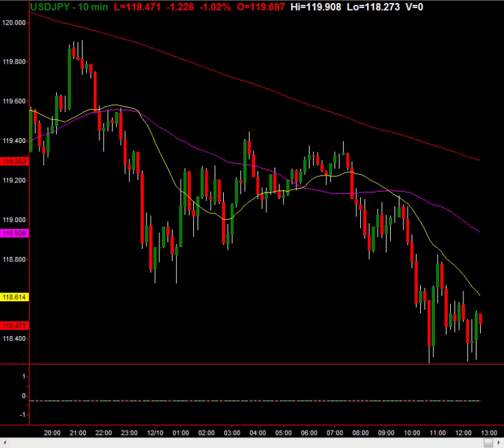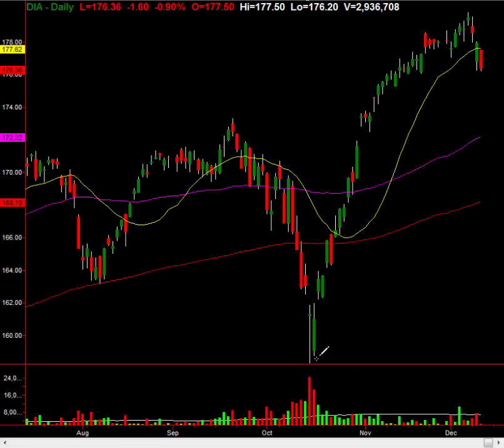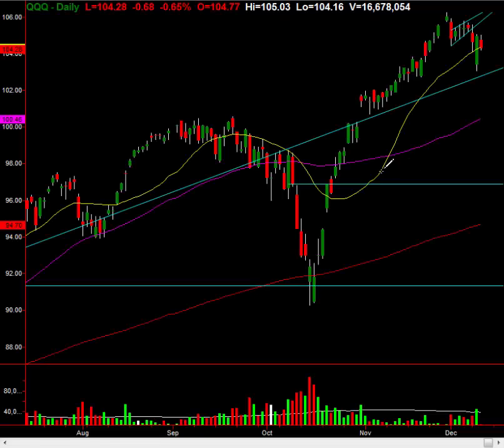And to prove my point, I'm going to flip over to the daily chart on the dollar yen here. Let's look at what it's done recently, right? So the dollar yen has had on the daily chart, going back to October, this huge move up. Today, really the last 3 days, it's had a good pullback. But to compare that to the DIA, the Dow Jones Industrial, all right, so this is the Dow Jones. Look at that move. Compare it to the QQQ, which is the NASDAQ 100. Look at that move up with the dollar yen.